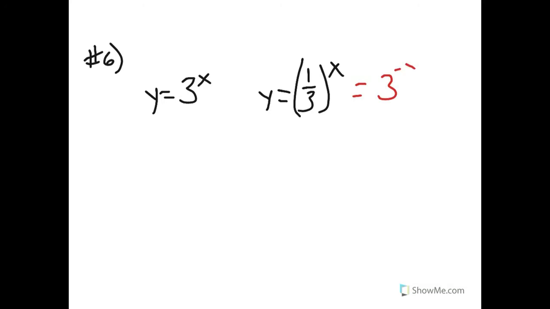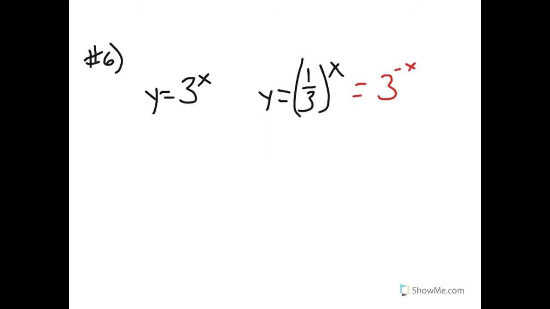Question 6. Compare and contrast the graphs of examples 4 and 5. Well, they are the same curve. y equals 3 to the x is the same curve as y equals 1/3 to the x, which, of course, is 3 to the negative x. Meaning that the two curves are congruent to each other. The exact same size, the exact same shape. They have the same y-intercept. They have the same horizontal asymptote.